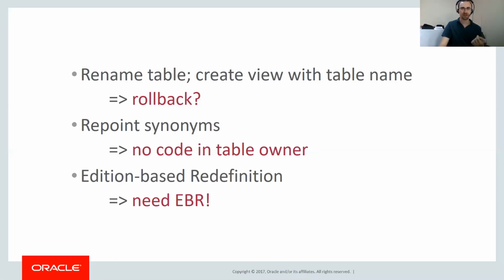Another technique potentially you can use is something called edition-based redefinition. What this is entirely designed for is these kinds of online updates. So where you've got structural changes that you need to make to your tables, and you need to do it in an online manner while people are using your application. So this is what EBR was designed for and can help you with. So I think EBR would be my preferred solution here, but potentially you've got to do a lot of setup work to actually have that in place. And here you've got to do the cost-benefit analysis.